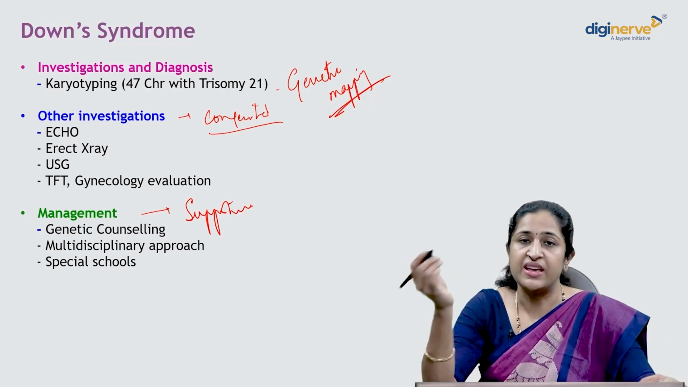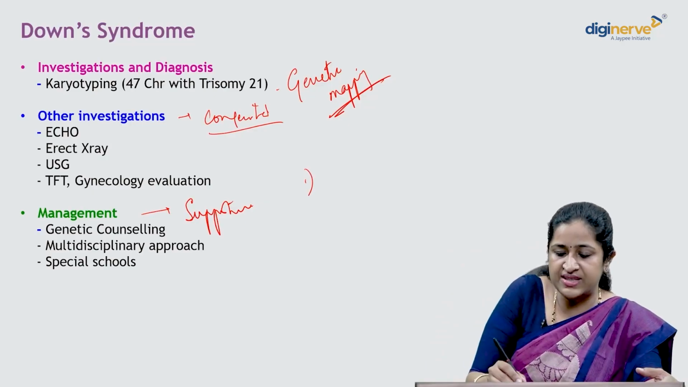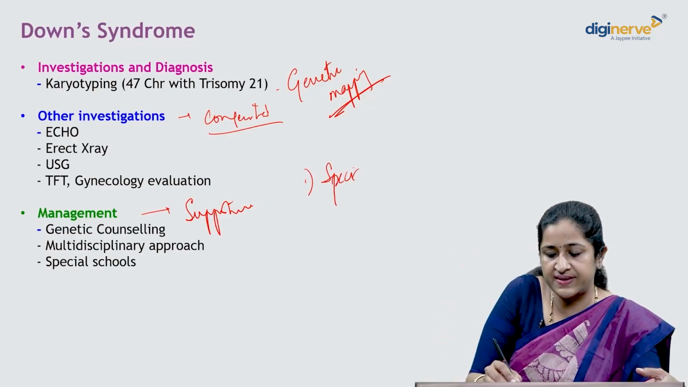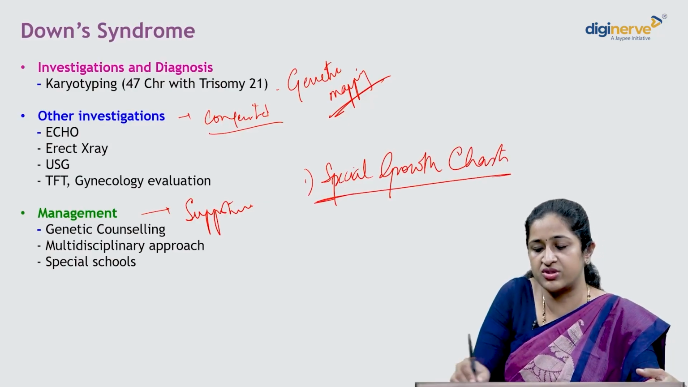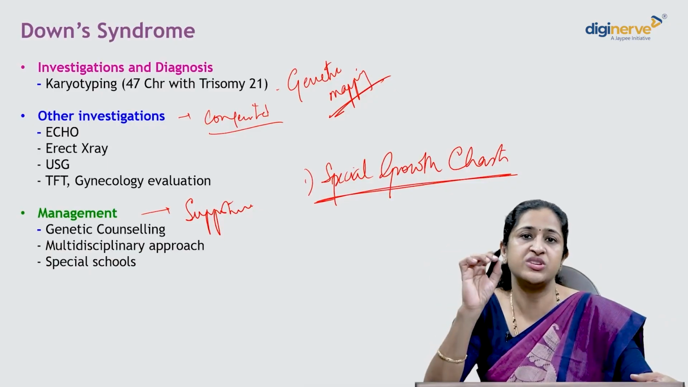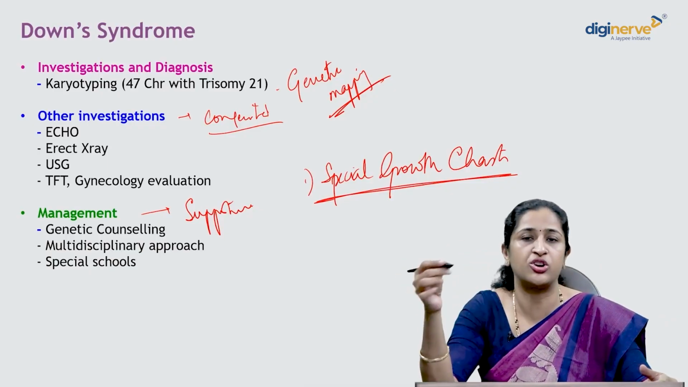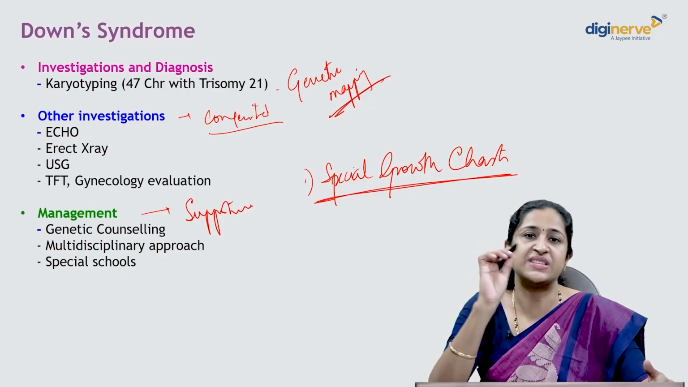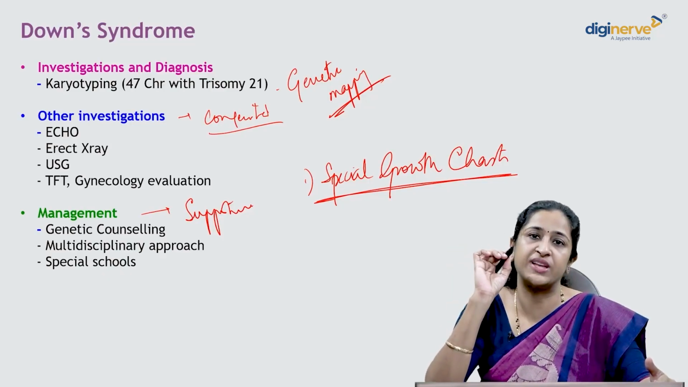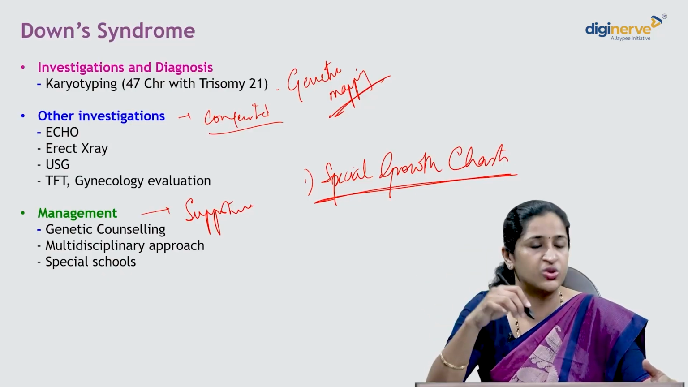Special schools are there. Now, one important thing I want to tell is there are special growth charts for Down syndrome. This is something you should know. Down syndrome children's growth is not plotted on the common WHO chart. There are special charts for boys and girls of Down syndrome, and you must plot their growth, head circumference, weight, and height on those charts.